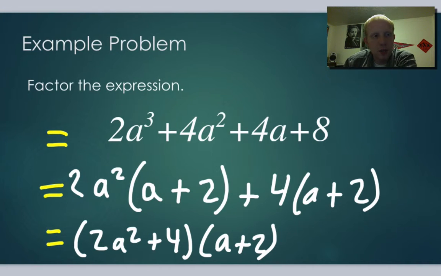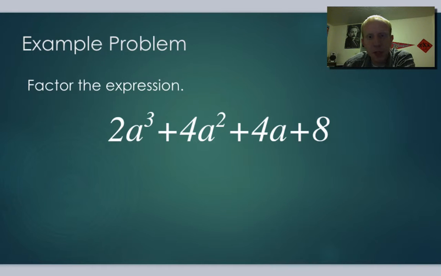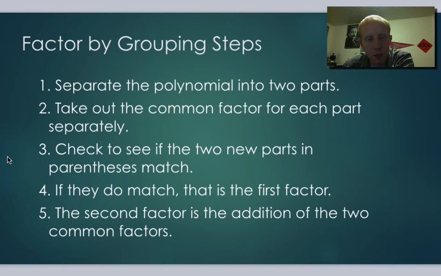Let's quickly review the steps that we took in order to do this. With factor by grouping, these are the steps we have to do to use this method. We're going to learn a whole lot of different methods to factor in this unit. This is one of the ways, and these are the steps. You separate the polynomial into two parts, you just group it off with parentheses, and think about each expression separately. Then you take out the common factor for each part. If you think about this group of parentheses and this group of parentheses, you pull out the common factors from each group separately.